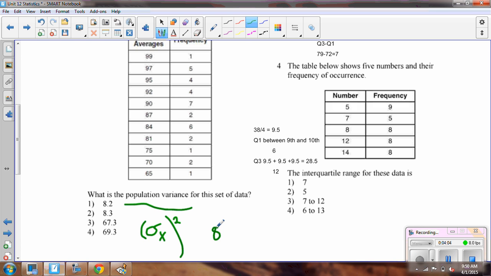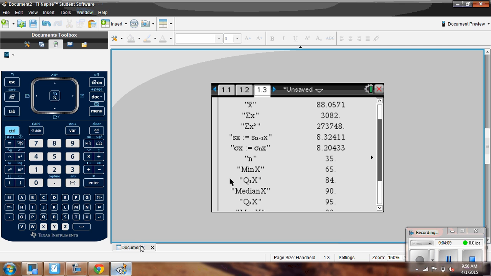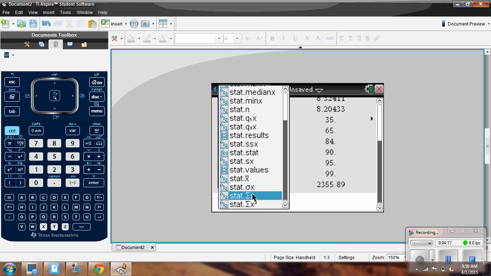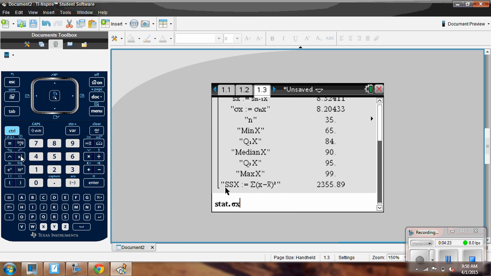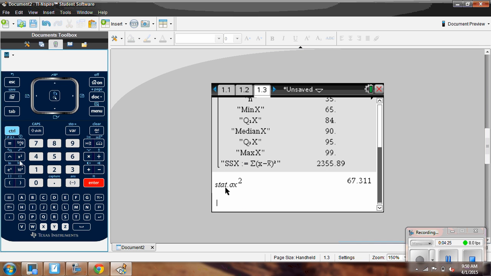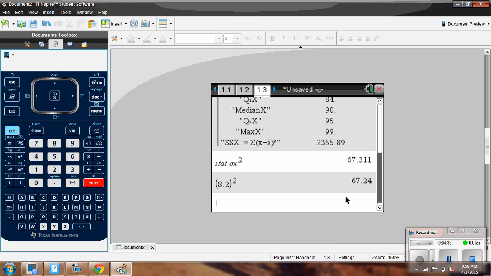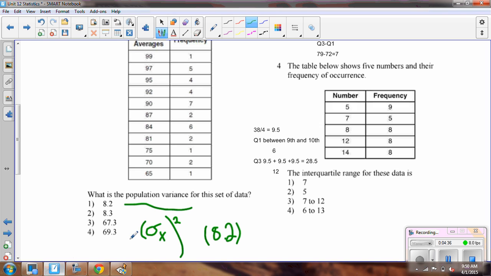We need to take 8.2 and we need to square it. So if we square 8.2, I'm just going to show you a quick way to do it. The variable that I used last was our population standard deviation, and I just choose that from variable and square it. It will give me 67.311, or you could have just done the 8.2 squared, and you get 67.2. Well, let's look at our choices. We have a 67.3. That would be our best choice.